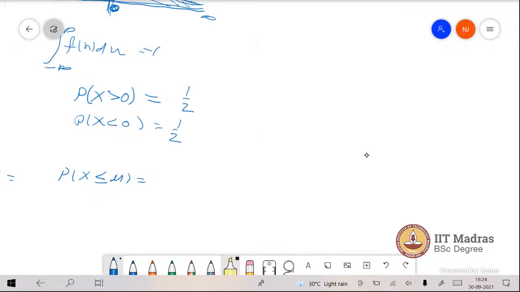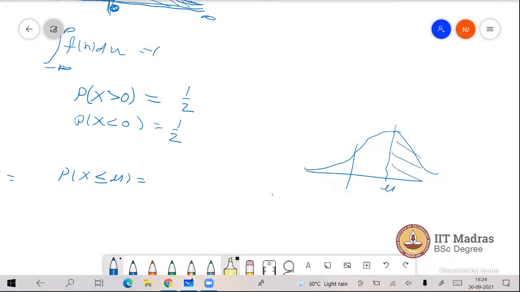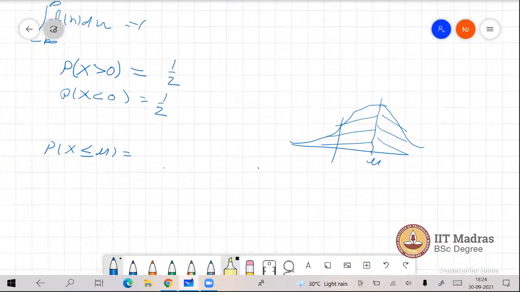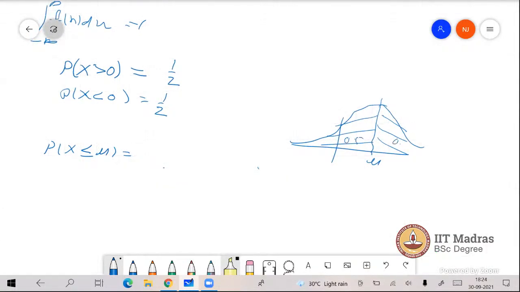Always keep this picture in mind. It will be symmetric around mu. So this area is the same as this area. This area will be 0.5 and this area will be 0.5. So the probability that x is less than or equal to mu is this area, which is 0.5, and x greater than or equal to mu is the same as this area. This will be again 0.5, right?